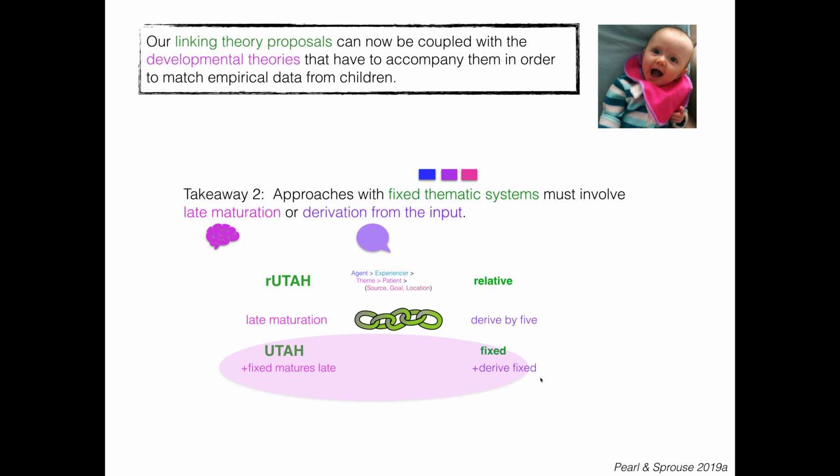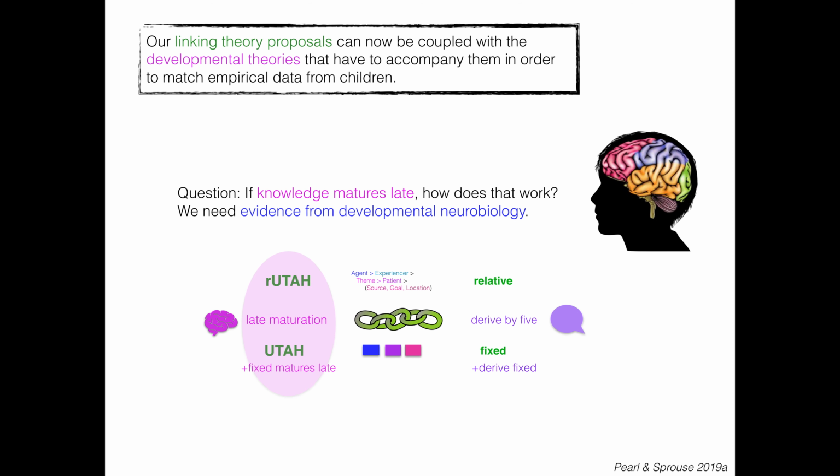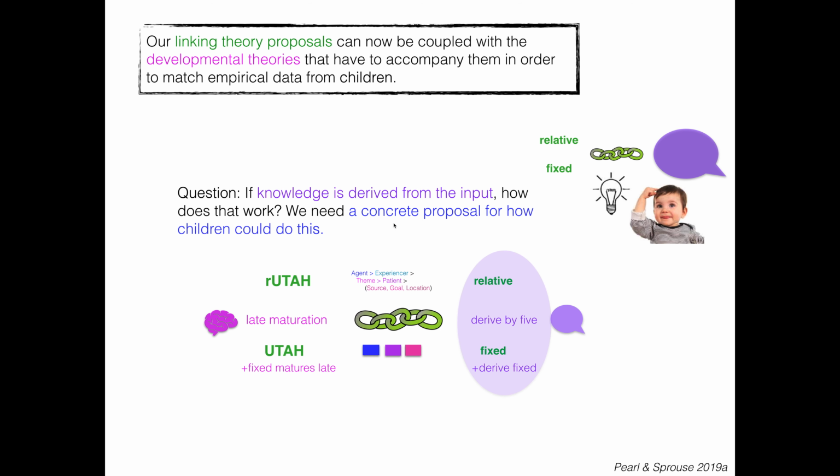So the question now, if knowledge matures late, how does that work? We need evidence from developmental neurobiology, I think, to understand why that knowledge would mature late. On the other hand, if knowledge is derived from the input, how does that work? It seems like we need a concrete proposal, a demonstration for how children could effectively derive the relevant linking information. And so that is where I want to turn now in the second part of the talk.